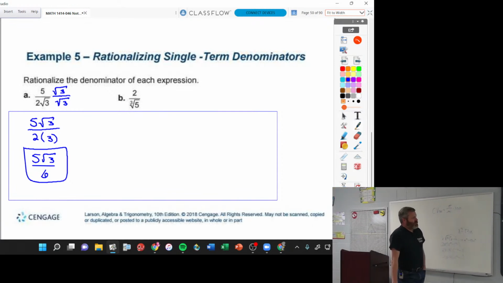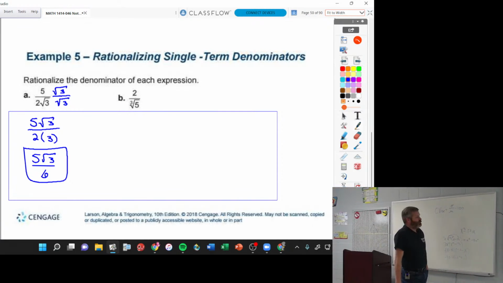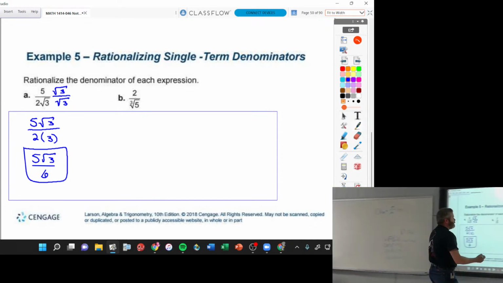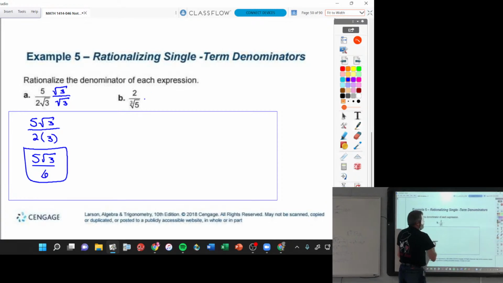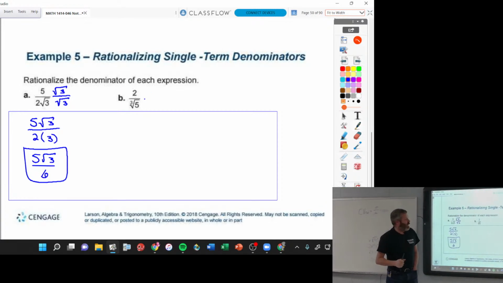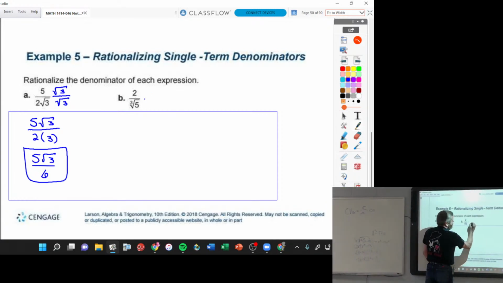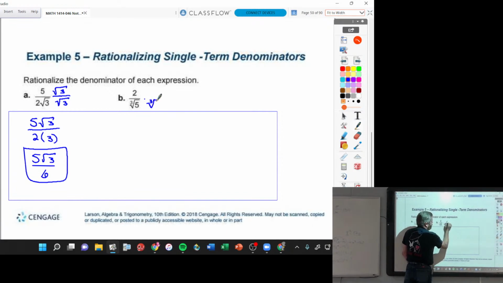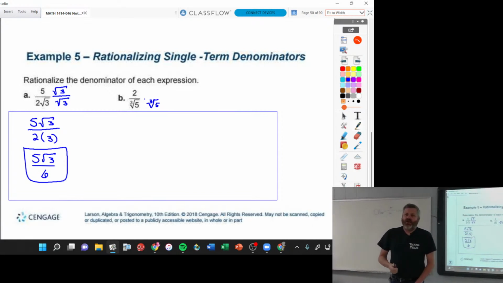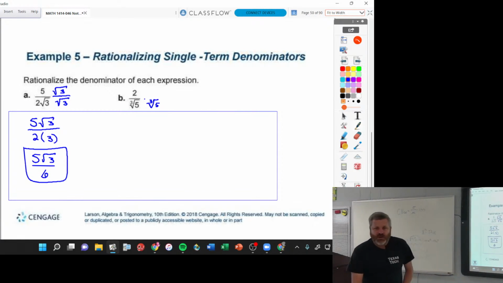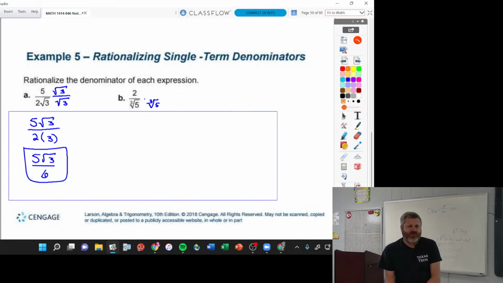Part B, I am dividing by a cube root. And so what I want to point out here is you can't do exactly the same thing we did on part A. If I just said, well, I'm just going to multiply the top and the bottom by the cube root of 5, let's think about what happens when you do that. The cube root of 5 times the cube root of 5 would be the cube root of 25. 25 is not a perfect cube, so that didn't help.